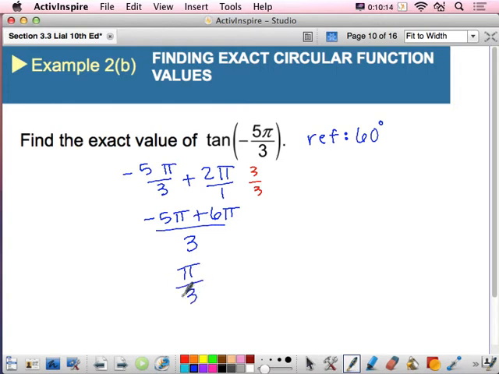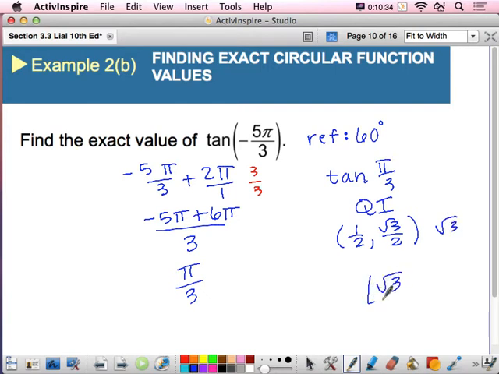So we bring it up to a positive, and now we ask ourselves, what's the tangent of positive pi over 3? Well, we know that that's in quadrant 1, and the tangent that we have memorized for that point is positive square root of 3. Good. So we could get the answer that way. And if all else fails, convert it to degrees. Bring it up to positive and go from there. Okay?